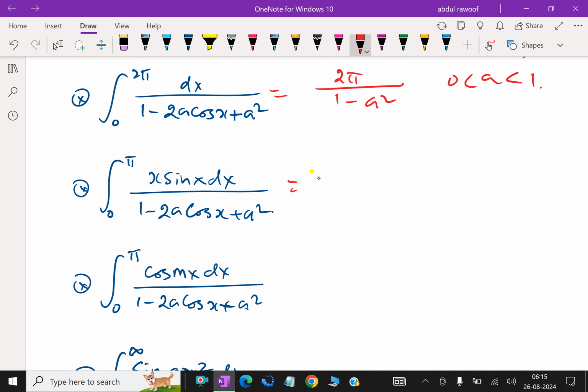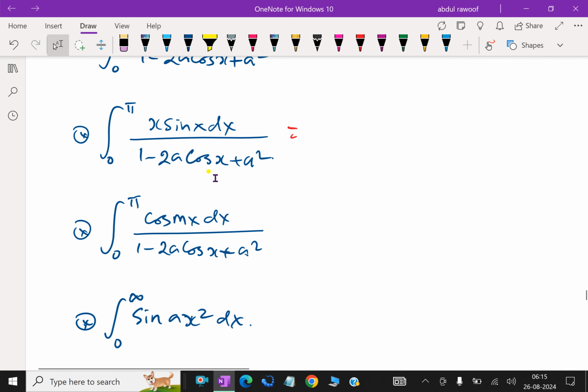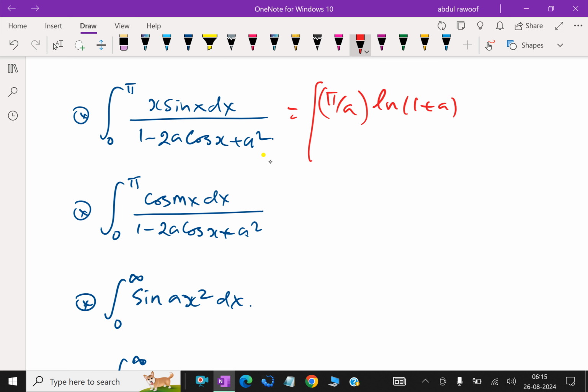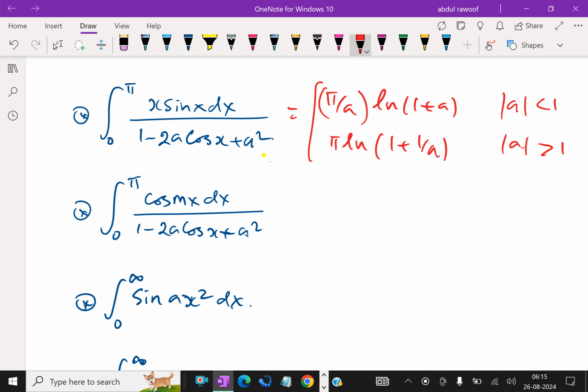Next one, integral 0 to pi x sin x dx over 1 minus 2a cos x plus a square has two results: pi over a into ln 1 plus a, where modulus a is lesser than 1. Next is pi ln 1 plus 1 over a, modulus a greater than 1.